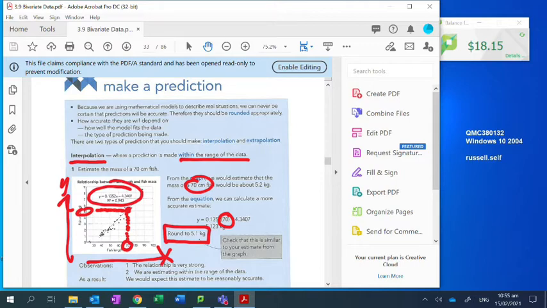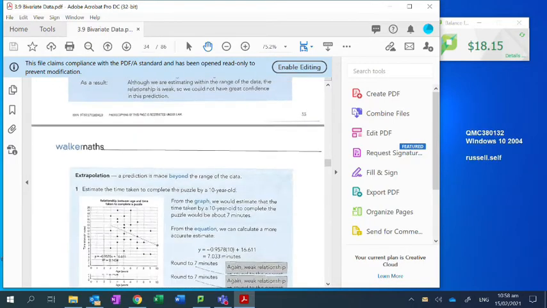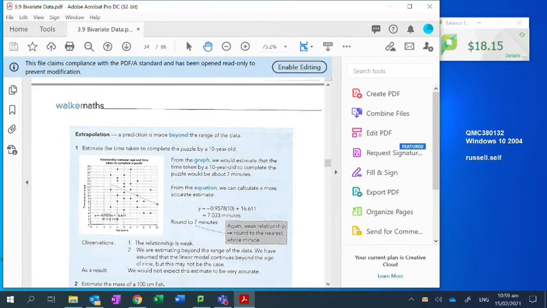Okay? So interpolation means what? A prediction made within. Yes, exactly. A prediction that's made within the data. Okay? The other one is called extrapolation. Extra. That means outside the data. Okay? So let's look at that definition. It's the second one. So there's that word, so you can spell it.